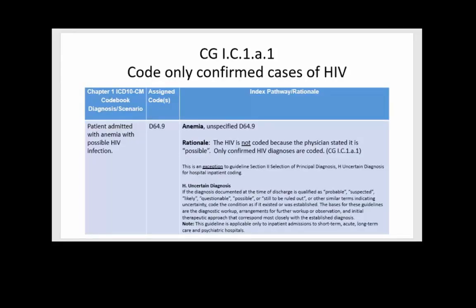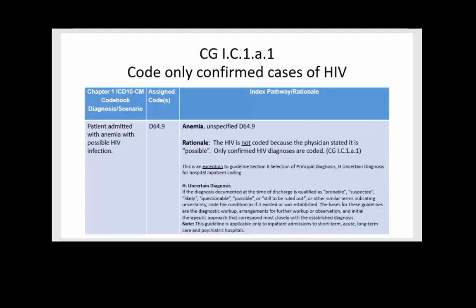The first guideline is to code only confirmed cases of HIV. And what that means is whenever the physician uses the terms possible or probable or suspected or questionable or still to be ruled out, those are all things that normally in an inpatient setting you would code as if they existed. But there are certain things you do not code if the physician uses the term possible or probable.